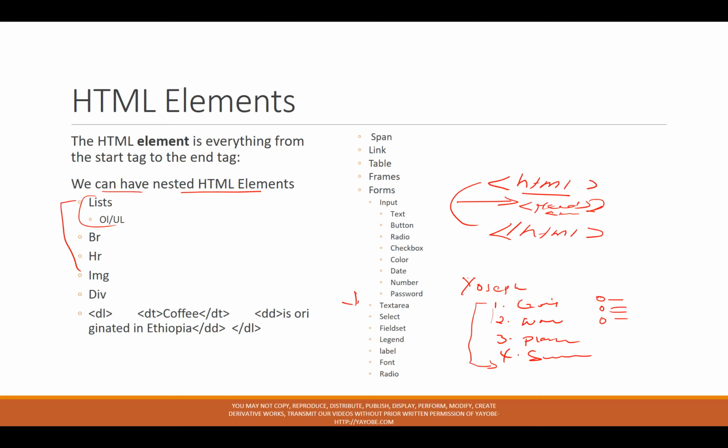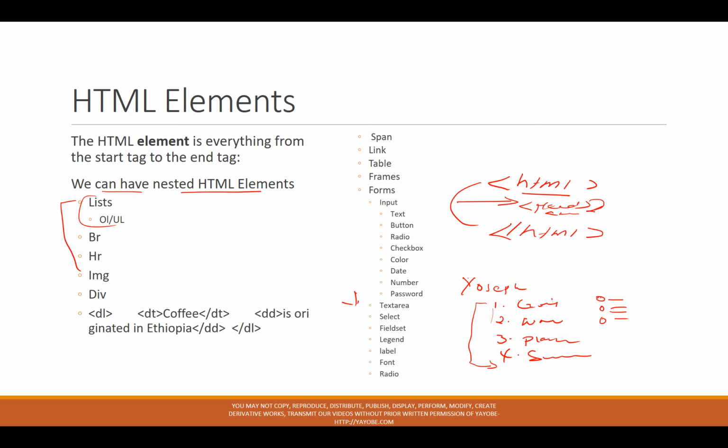If you haven't seen the previous recording about lists, breaks and horizontal line, I advise you to go back and watch the previous video. Right now I will explain to you about images. An image is actually a binary file that you can display.